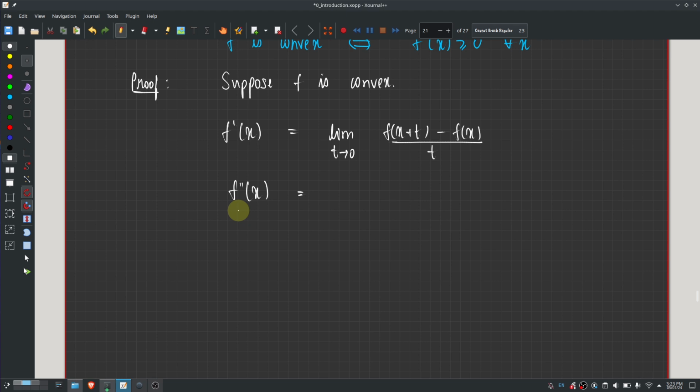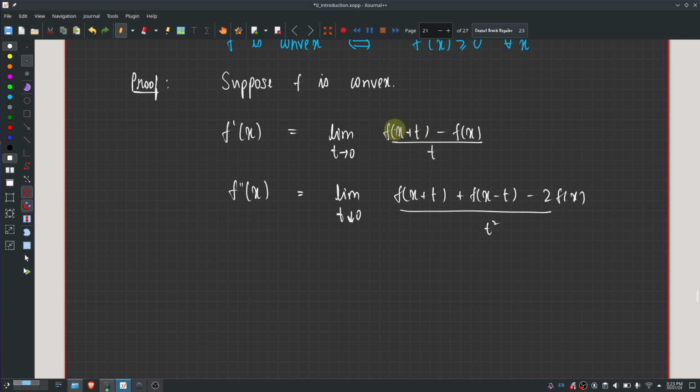Yeah, f dash of x, but can I get it directly in terms of f of x? Yeah, you can substitute, sure. So you may have to be a little clever with it. So let me just give it directly. Let's take limit t tending to 0 of f of x plus t plus f of x minus t minus 2 times f of x, whole divided by t square.